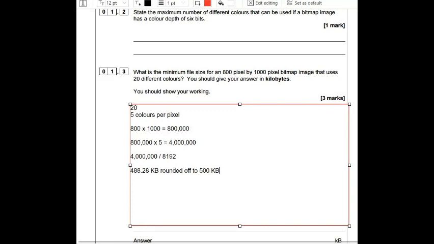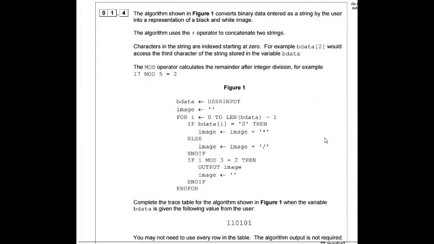If the incorrect answer is given, the maximum amount of marks you'll get out of 3 is 2, as long as we've got the workings. If you get everything right, it's 3 marks, obviously. And that is that. On to the next one.